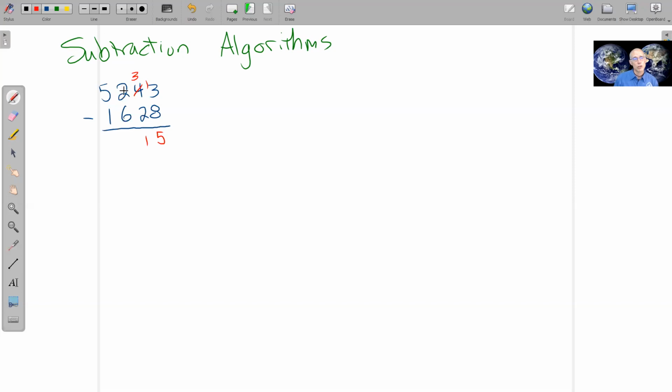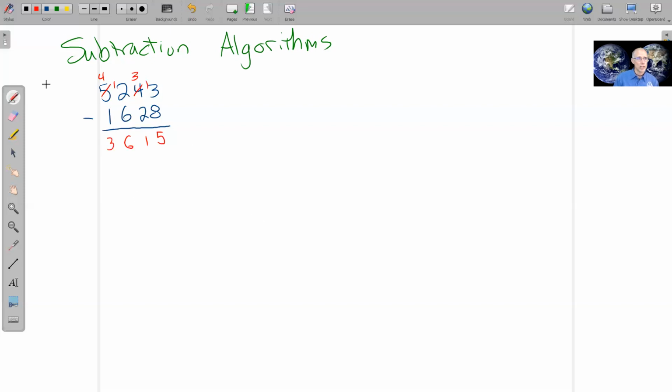2 minus 6, or 200 minus 600, we can't do. So we borrow over here from that 5, make it a 4,000. And so then that's now 12 or 1,200. 12 minus 6 is 6. And 4 minus 1 is 3, so 3,615.